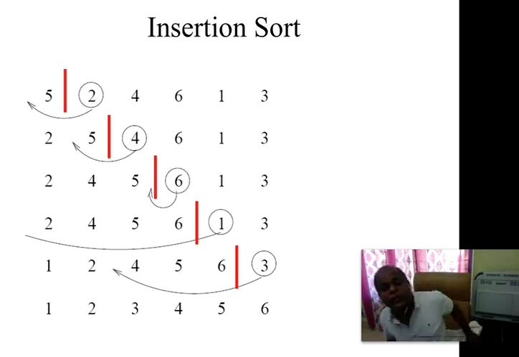Now you are considering the next element, which value is 6. Now 6 is greater than 5 and there is no need to shift, its position will be itself. Hence 2, 4, 5, 6 is now sorted.